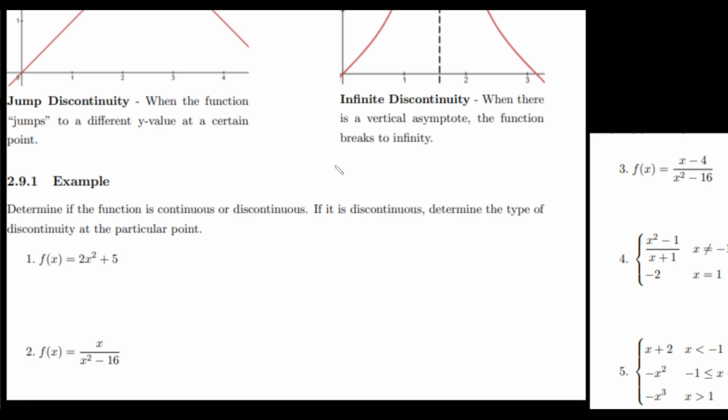So how do we figure out if something's continuous or discontinuous, and which type it is and at which point? That's what we're trying to figure out here. If we look at the first one, 2x squared plus 5 is just a parabola. It'll go straight through, so that means it's continuous because there's no stops here.